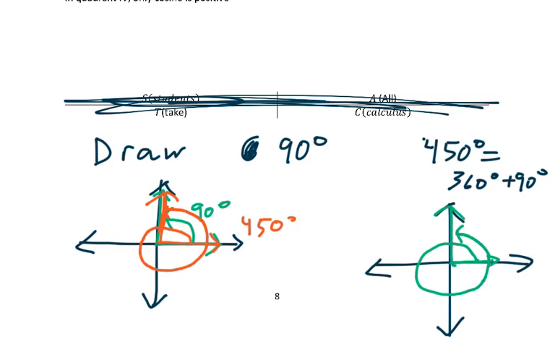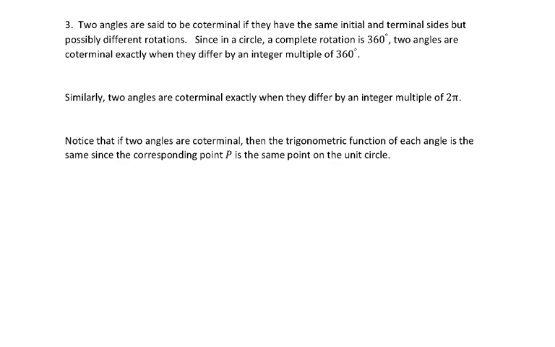But notice, I know it might be a little tricky to see, the initial side and the terminal side are the same. The only difference is that to get from 90 degrees to 450 degrees, we basically just do an extra full complete rotation. What I'm trying to get at here is the idea of two angles being coterminal. Two angles are coterminal if their initial sides are the same and their terminal sides are the same. The only difference really is just a rotation.